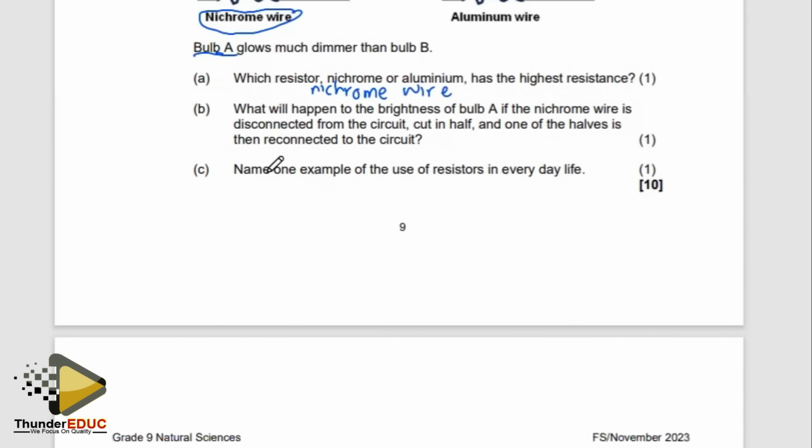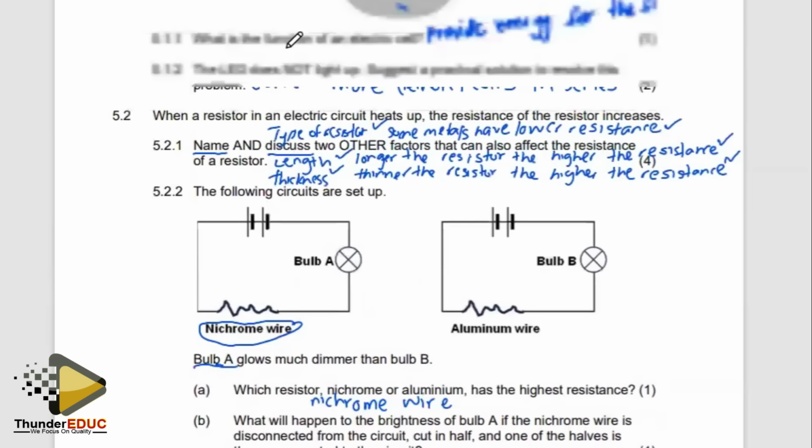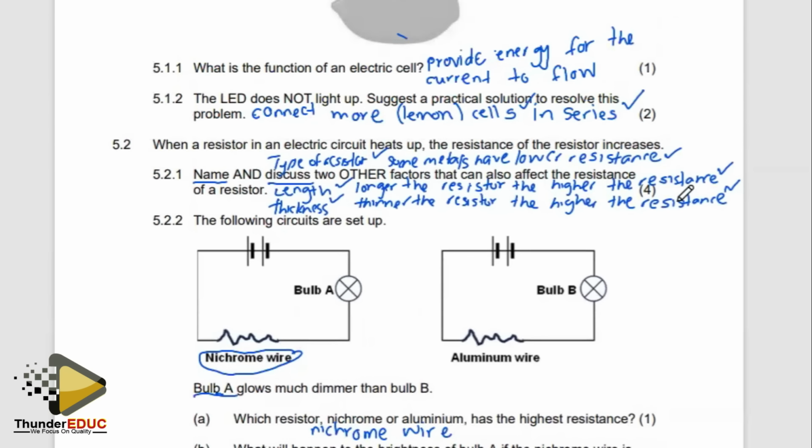Then the next question: what will happen to the brightness of bulb A if the nichrome wire is disconnected from the circuit, cut in half, and one of the halves is then reconnected to the circuit? So we go on to the factors that affect resistance. We are saying the nichrome wire is cut in half, which means we are reducing the length. Remember, what did we say about the length? The longer the wire, the higher the resistance, so the shorter the resistor, the lower the resistance.